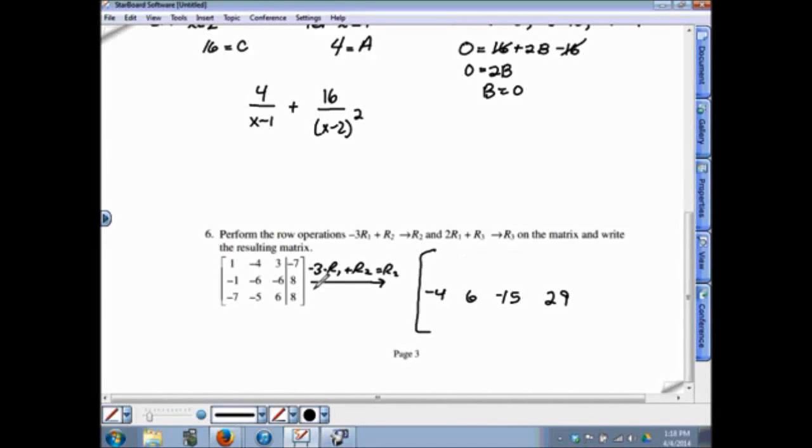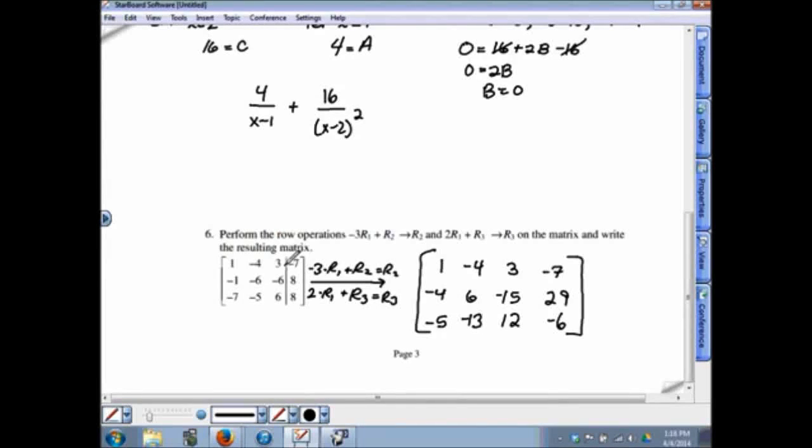Now there's another one here that's going to affect row 3. We have 2 times row 1 plus row 3 equals row 3. So now 2 times row 1 is 2. 2 plus negative 7 is negative 5. 2 times row 1 here is negative 8. Negative 8 plus negative 5 is negative 13. 2 times row 1 here is 6. 6 plus 6 is 12. And then 2 times row 1 here is negative 14. Negative 14 plus 8 is negative 6. Row 1 stays the same. And that would be the resulting matrix.